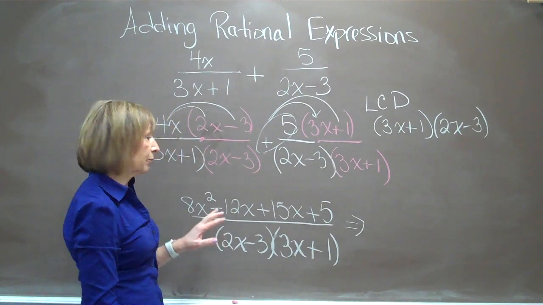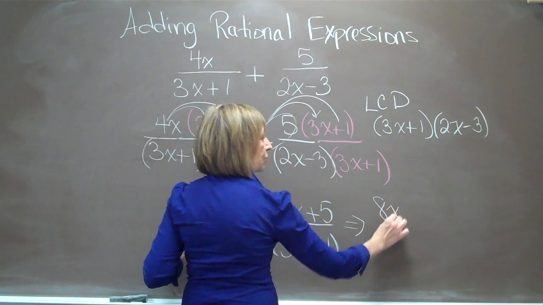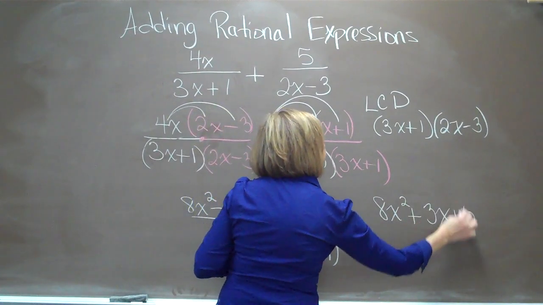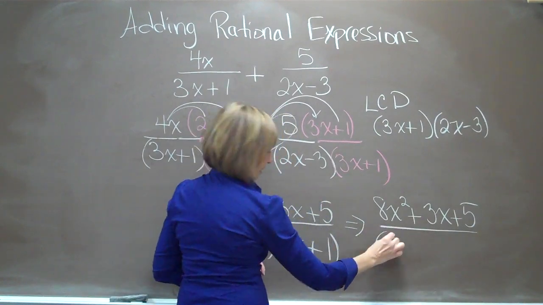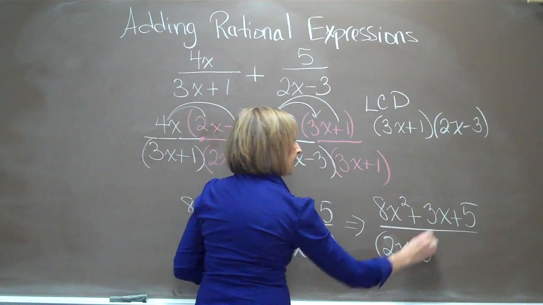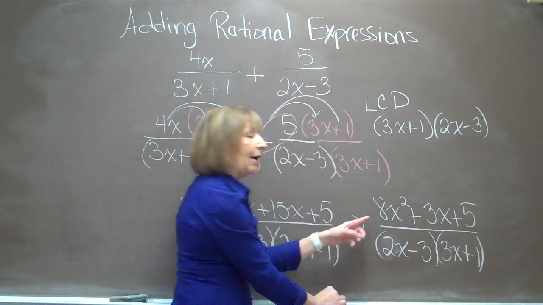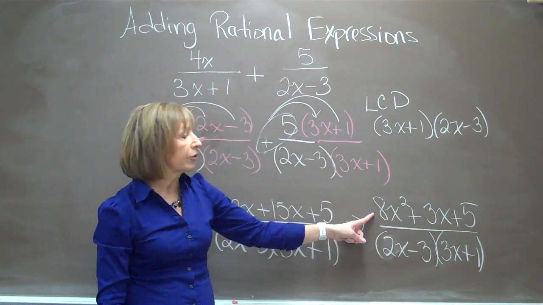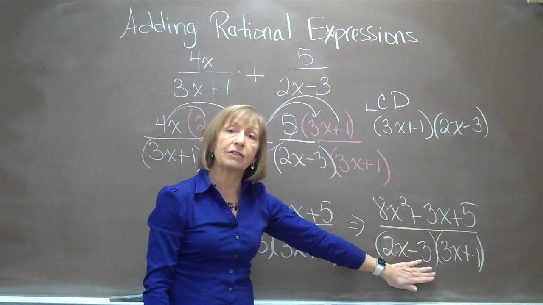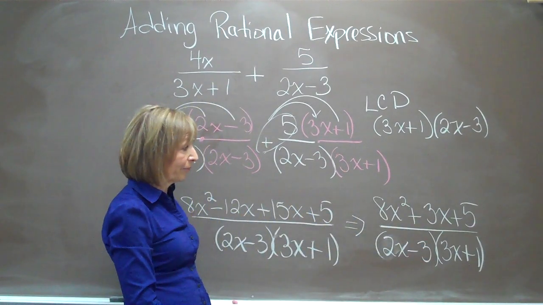So my final expression is 8x squared plus 3x plus 5 all over the 2x minus 3 times the 3x plus 1. Now I would see if the numerator expression factors any further and try to find if there's any common factors that can be removed between the numerator and the denominator.